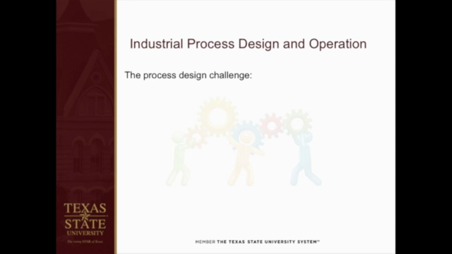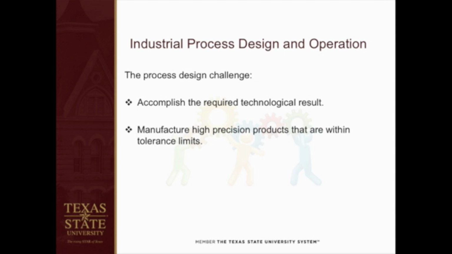Process design, like product design, is an extremely complex and challenging activity, and the designer has to do many things. The first of these is to make sure that you produce the technological result, which is manufacture the smartphone. But it's a whole lot of other things you have to do. You have to make sure you make these high precision products within tolerance limits.